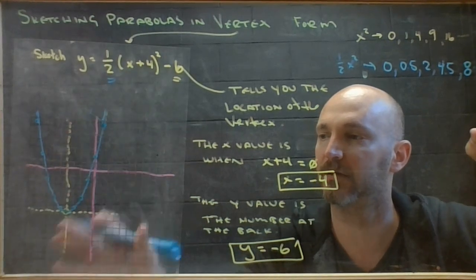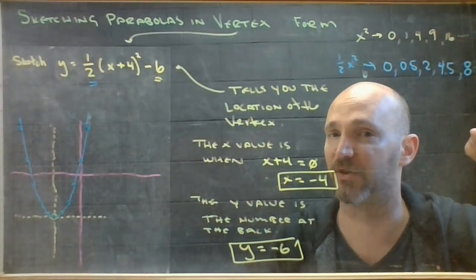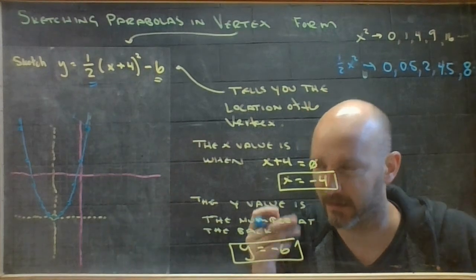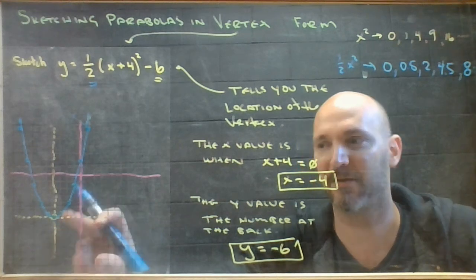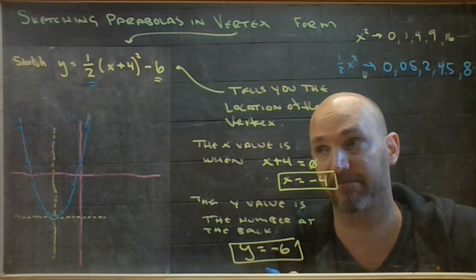Wow. This is a high-tech machine, folks. What were we talking about? A lovely half-powered parabola whose vertex has been shifted 4 to the left and 6 down.